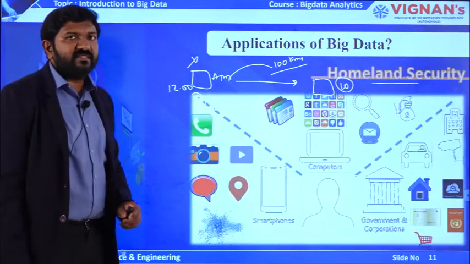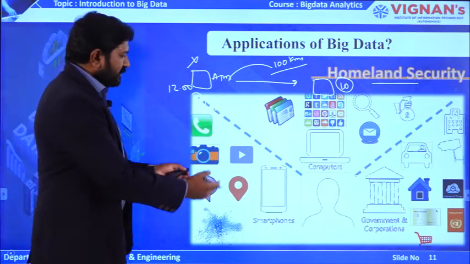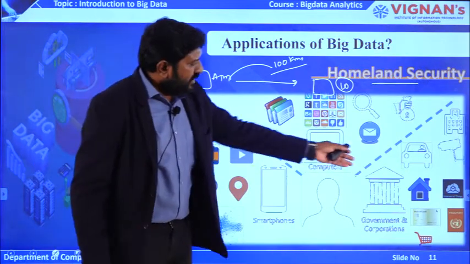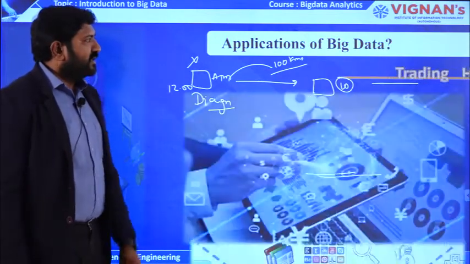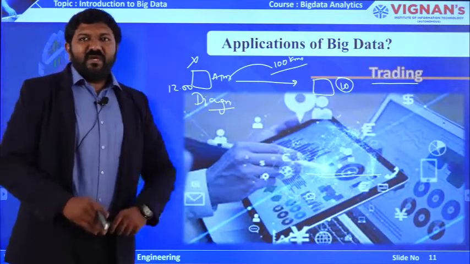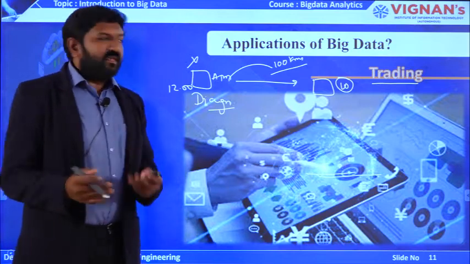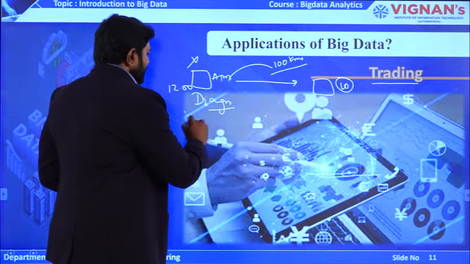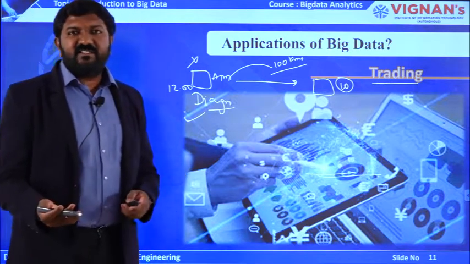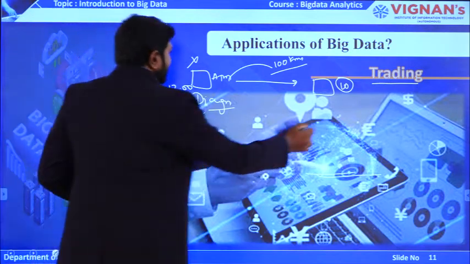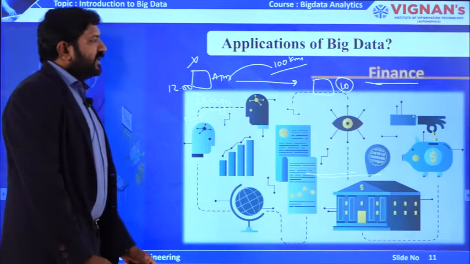Next one would be homeland security, where information from different sources or different locations can be treated as a security part to store the information. Next one would be trading. Every day a lot of information is generated from the stock exchanges, where people buy shares, sell their shares, and do a lot of transactions in trading. So that will also be stored under big data.